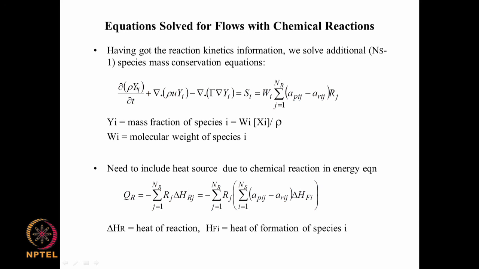Here we have expressed the species balance equation in terms of the mass fraction of species i, the advection term, the diffusion term, and the source term, which is in terms of the molecular weights and the reaction rates of the jth reaction, and the stoichiometric coefficients of the individual species as a reactant and as a product. So all these things will give us the overall species conservation equation.